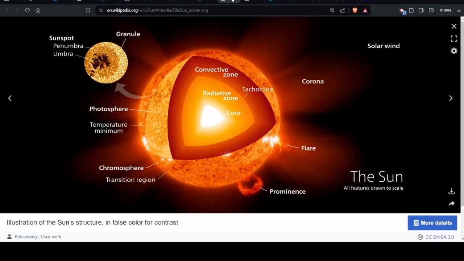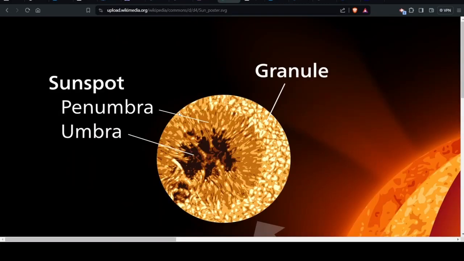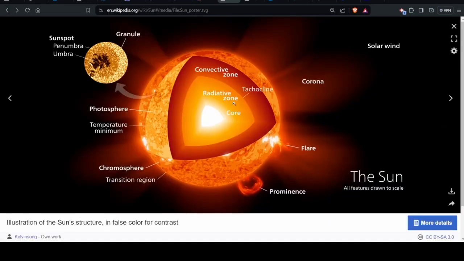I think some of these got kind of out of order, the pictures I'm showing here. So this is kind of a cutaway of what the star looks like. Here we've got the core in the very center. You've got a radiative zone, convective zone, chromosphere, photosphere, and then this corona is way out here in space.